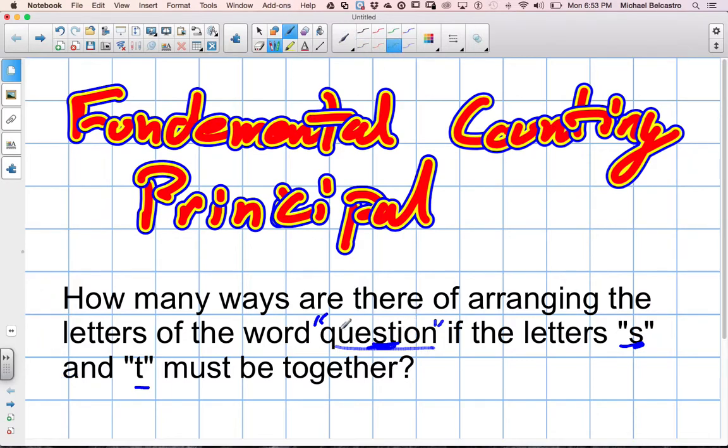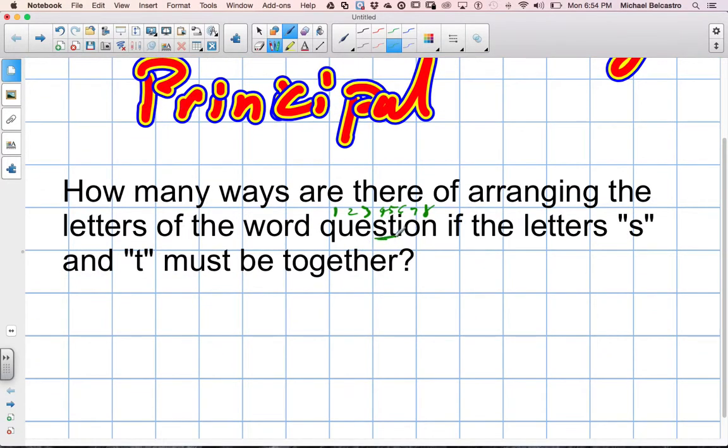we need to do is figure out how many letters there are. So we have 1, 2, 3, 4, 5, 6, 7, 8. Now, I've counted 8, but there's a stipulation. S and T must be together. So you can kind of just replace that. Instead of saying ST, why don't we just call it X?